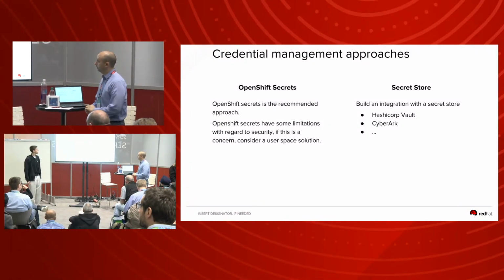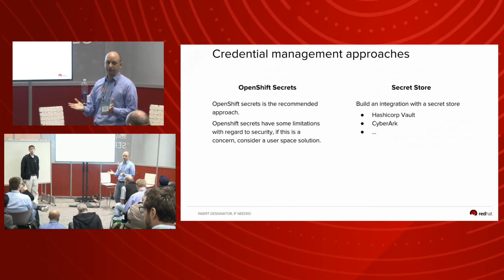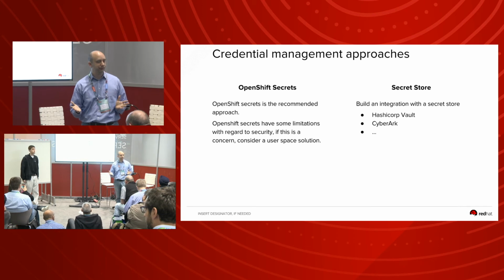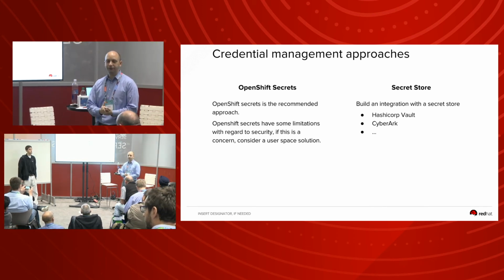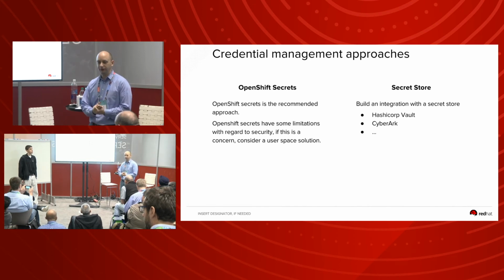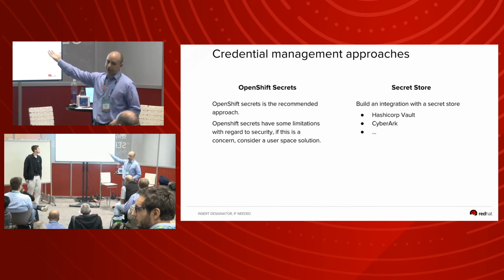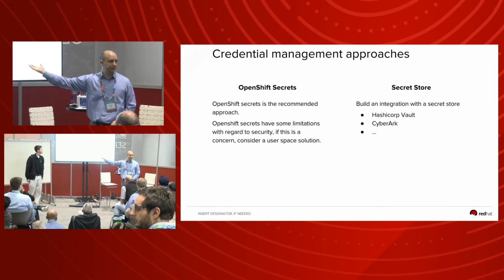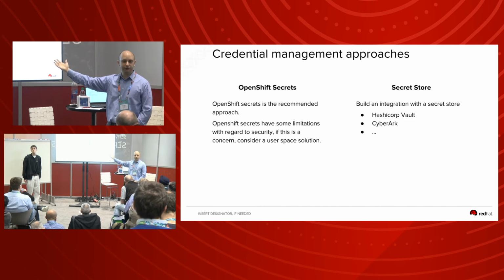So next topic is credential management. Credentials are similar to environment-dependent properties, but they have the additional requirement that they need to remain secret or visible only on a need-to-know basis. So OpenShift gives you secrets to solve this problem, and if you can use secrets, that is the recommended approach.